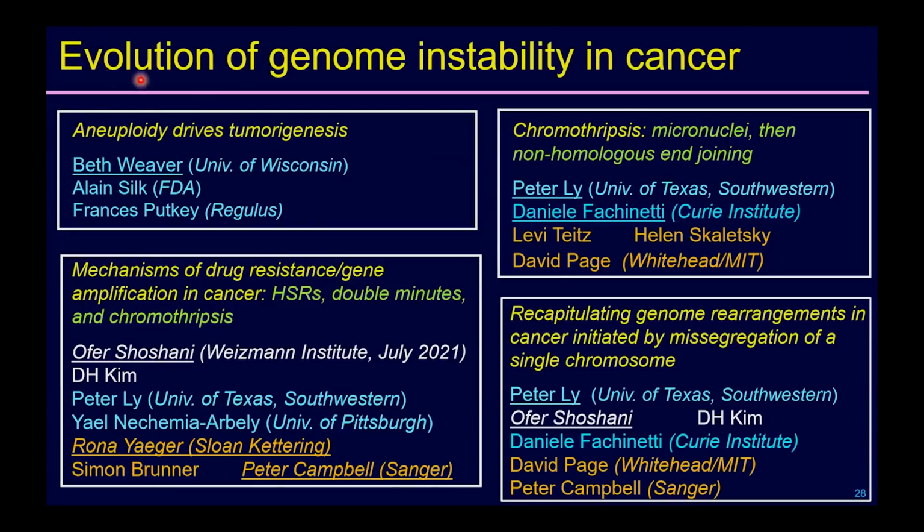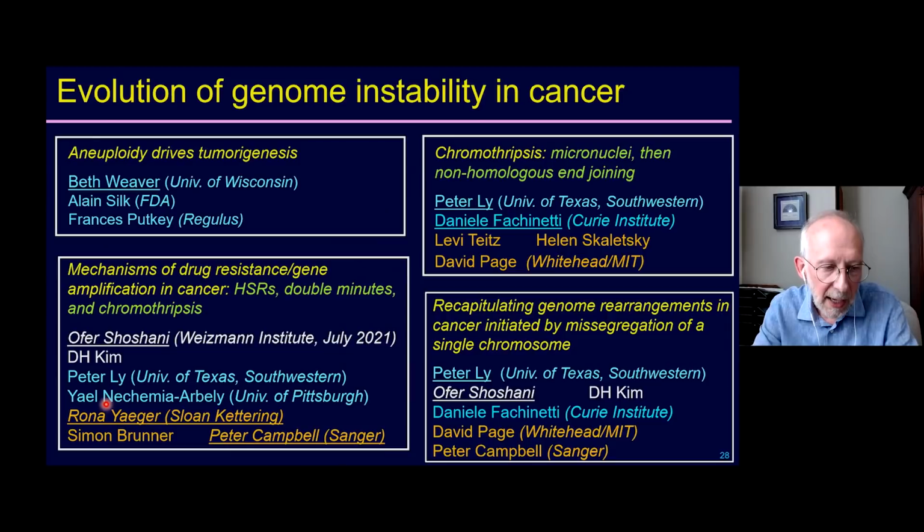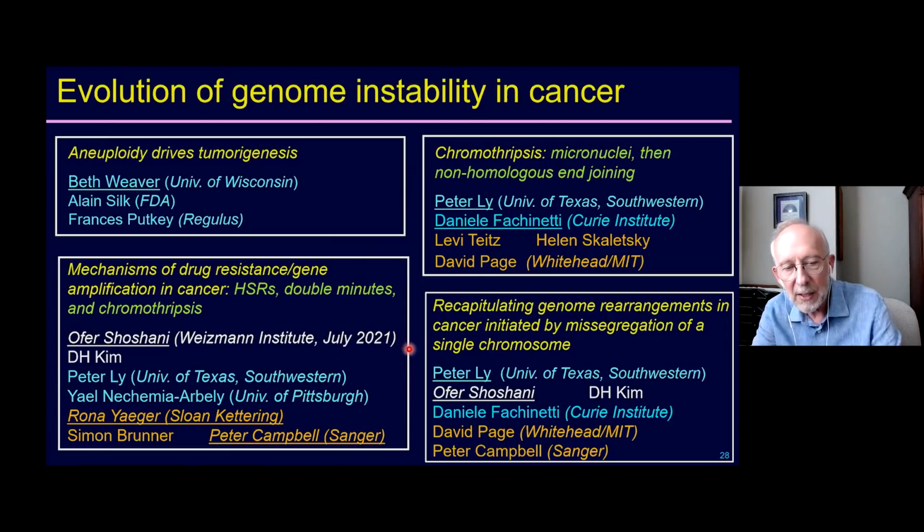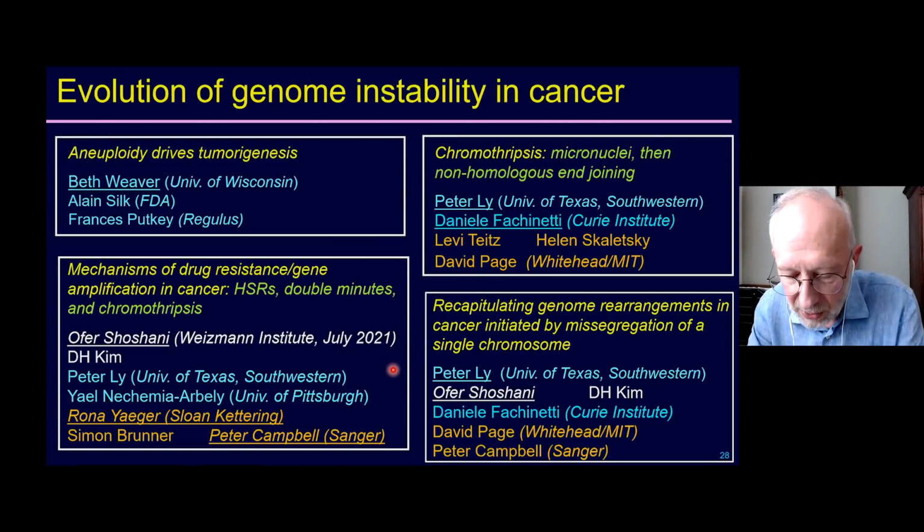And so then lastly, for evolution of genome instability in cancer, this work was begun by a former graduate student, Beth Weaver, now on the faculty at University of Wisconsin. But the work that I really highlight today began with Peter Lee, now independent at UT Southwestern, who built the cells in which we can selectively missegregate the Y chromosome. In particular, Ofer Shoshani, who just joined Weitzman, demonstrated all of the drug resistance experiments that I described today, in partnership with Peter Campbell of the Sanger Center for the whole genome sequencing.